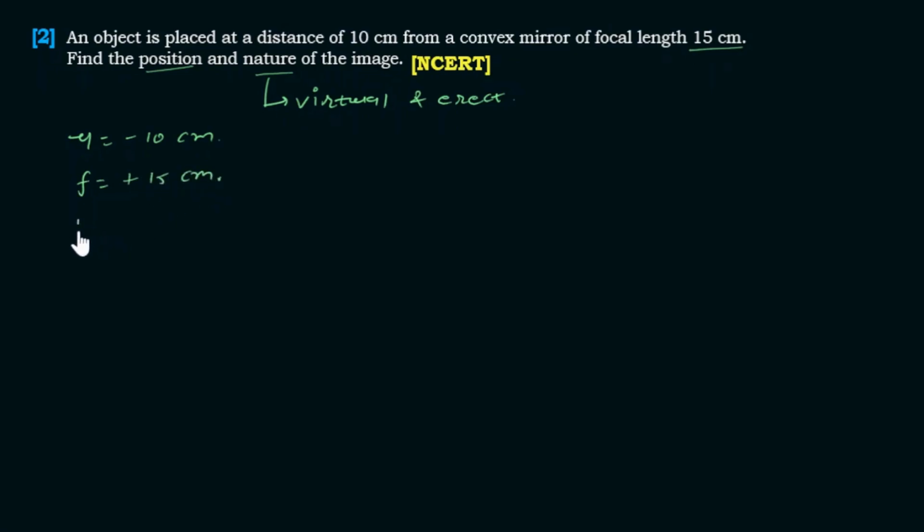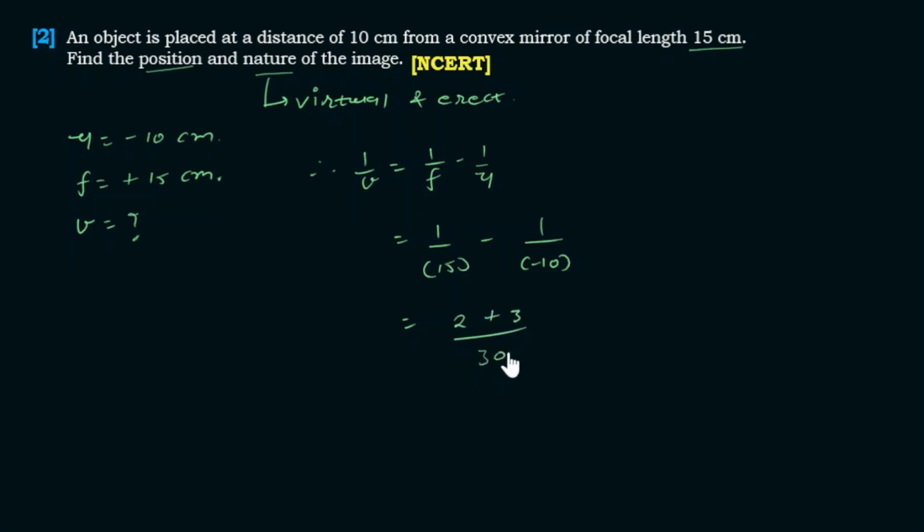15 cm. So we can find the value of v. Therefore we can write 1 by v equals 1 by f minus 1 by u. Focal length is 15 cm. Minus 1 by u, u is minus 10 cm, right? So this minus minus will become plus, and the LCM of 15 and 10 will be 30. So we will have 2 plus 3 divided by 30. So it will be 5 upon 30. As we know, 5 can cancel 5 sixes are 30. So it will be 1 by 6. Therefore, the value of v will be 6 cm. So the position of the image will be 6 cm behind the mirror.